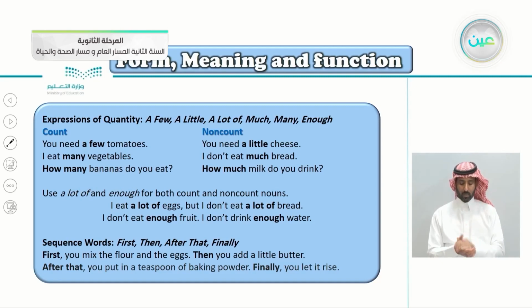I don't eat enough fruit, and I don't drink enough water. So enough comes with fruit and with water. It doesn't matter if it's count or non-count. A lot of and enough come with both of them.